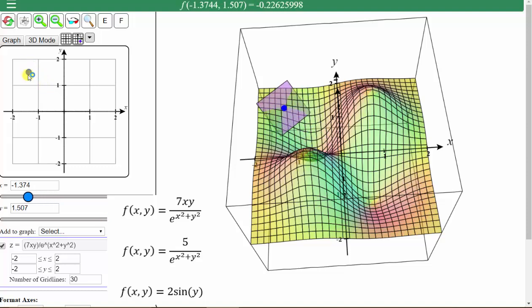Just like we can think of a tangent line as a linear approximation to a curve in 2 dimensions, we can think of this plane as an approximation of the surface at the blue point.